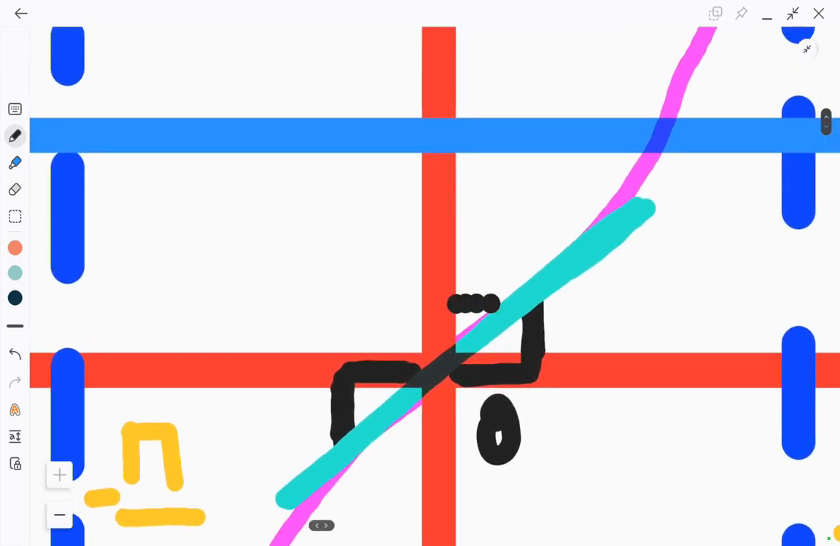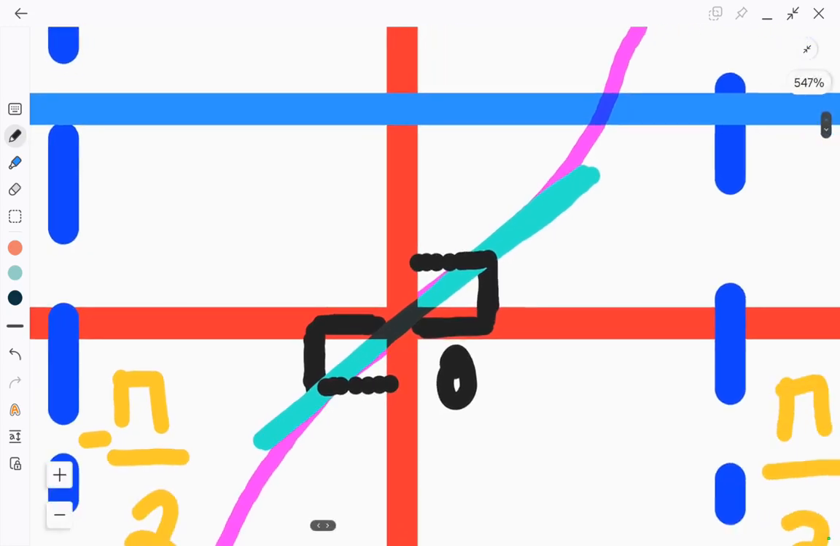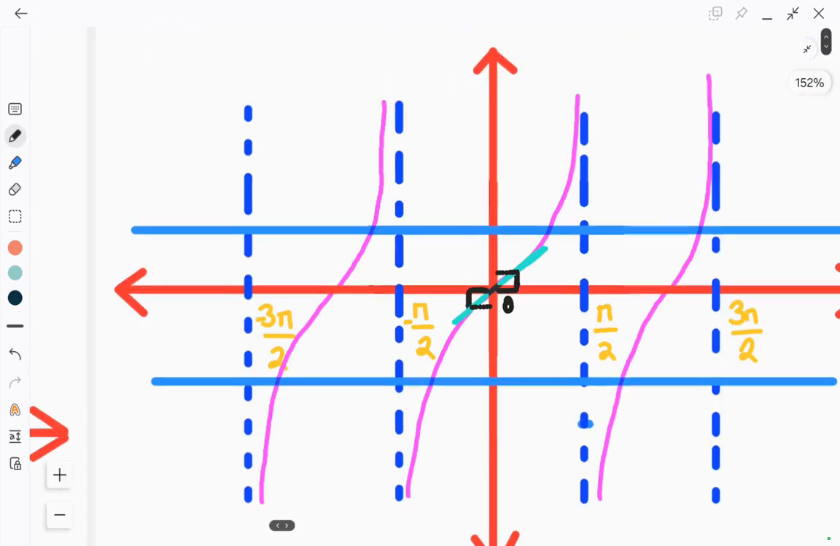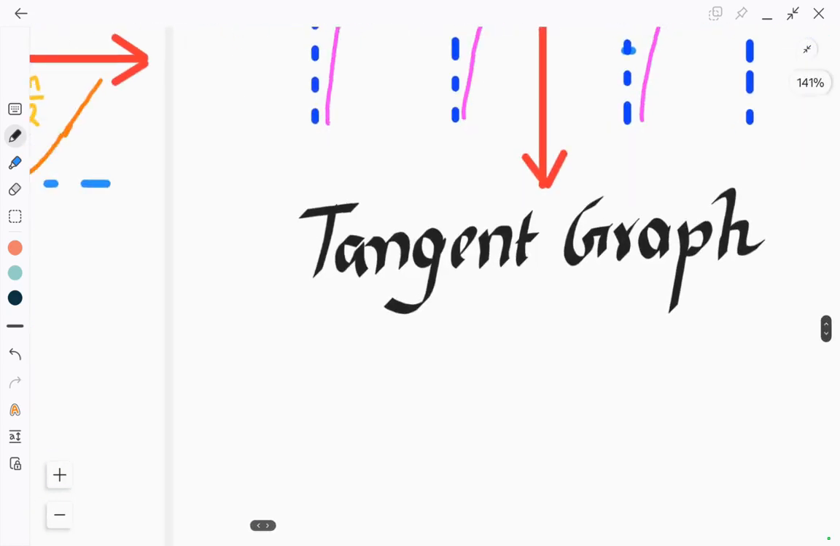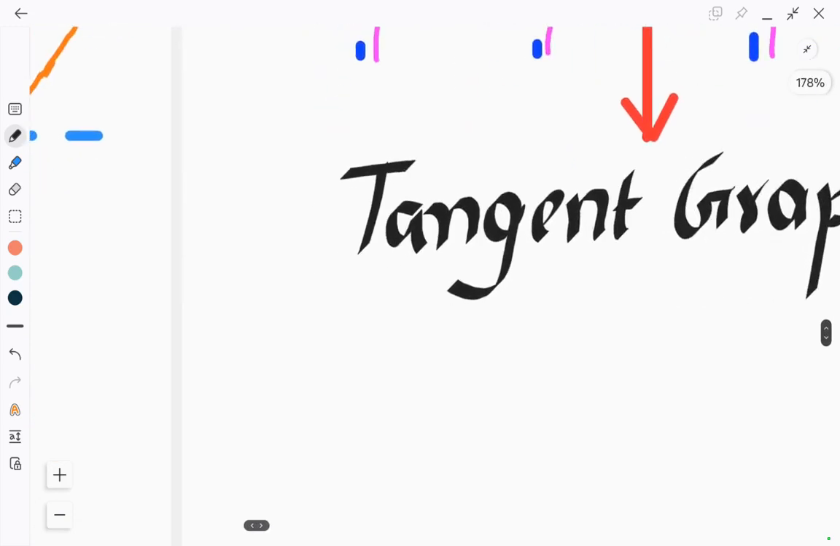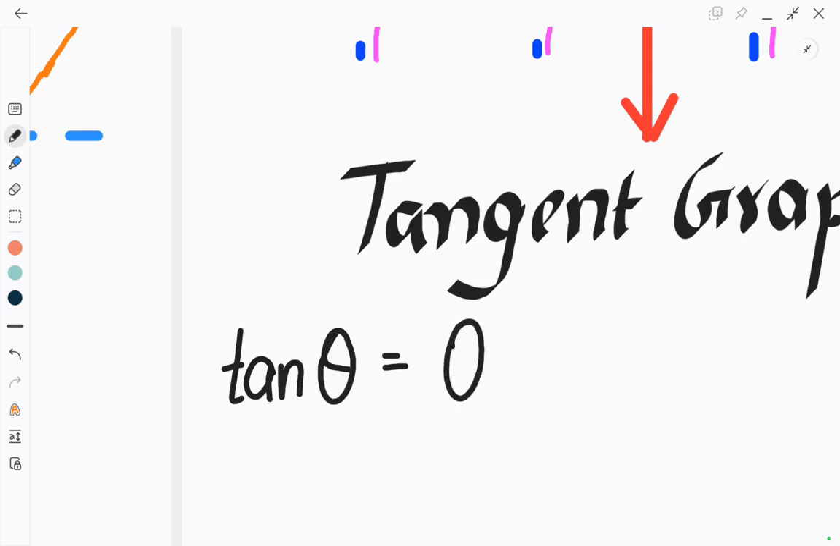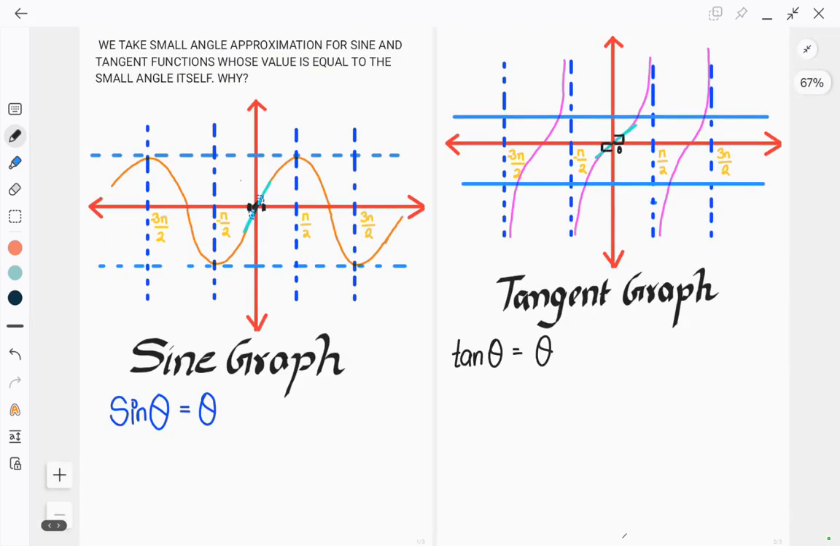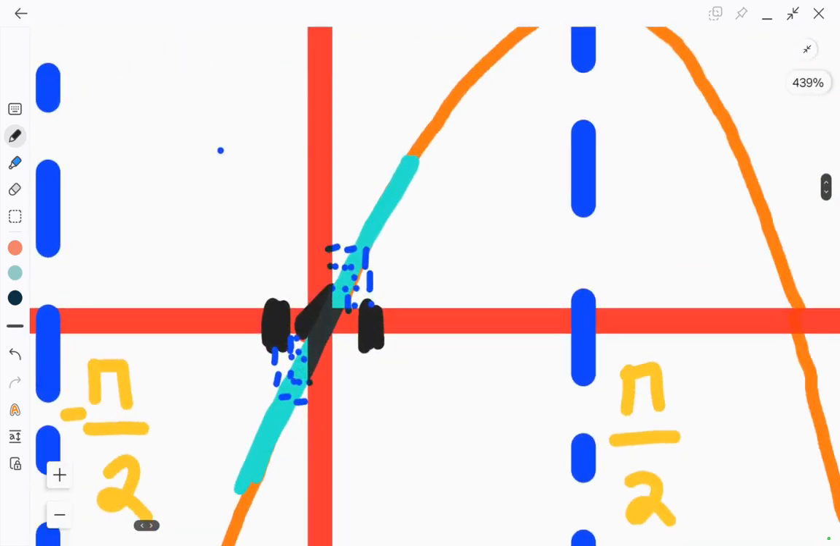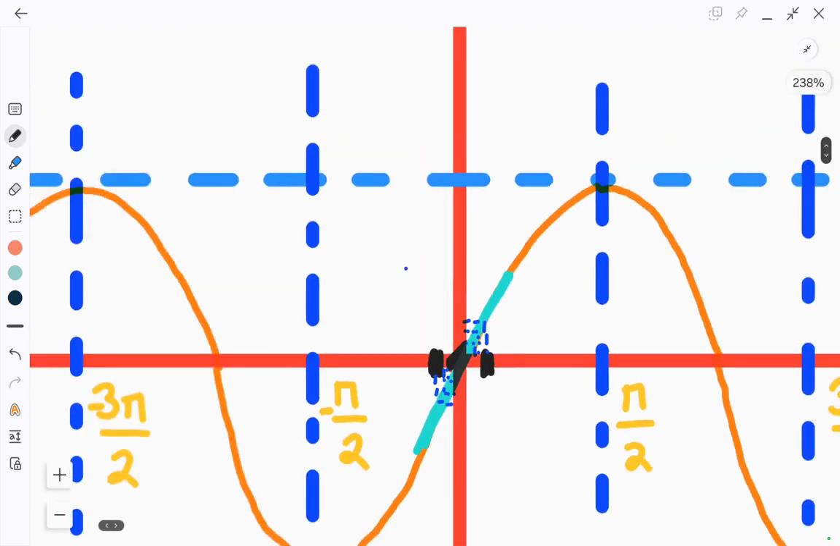If we draw the coordinates here, so for this one, for this one, we are getting a graph which is resembling y is equal to x. So for the small angle approximation for tan functions, we can write tan theta, where theta is nearly equal to 0, is equal to theta, because we are getting a graph which is similar to y is equal to x near the origin.